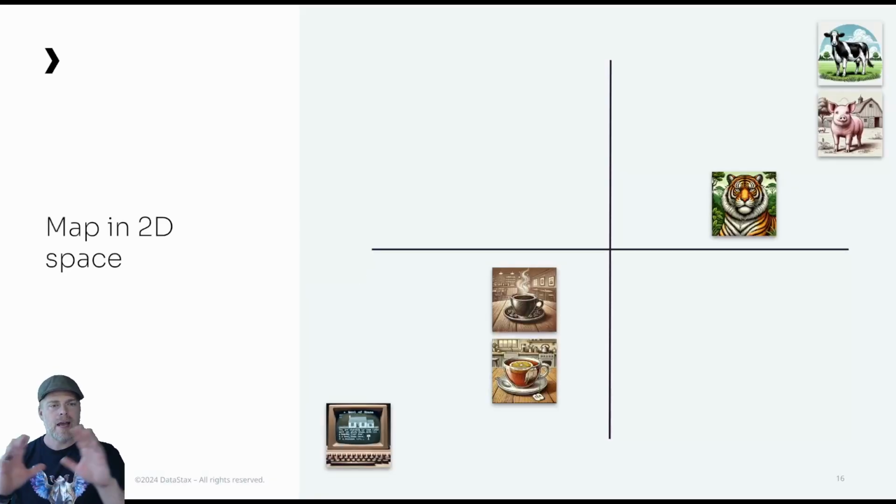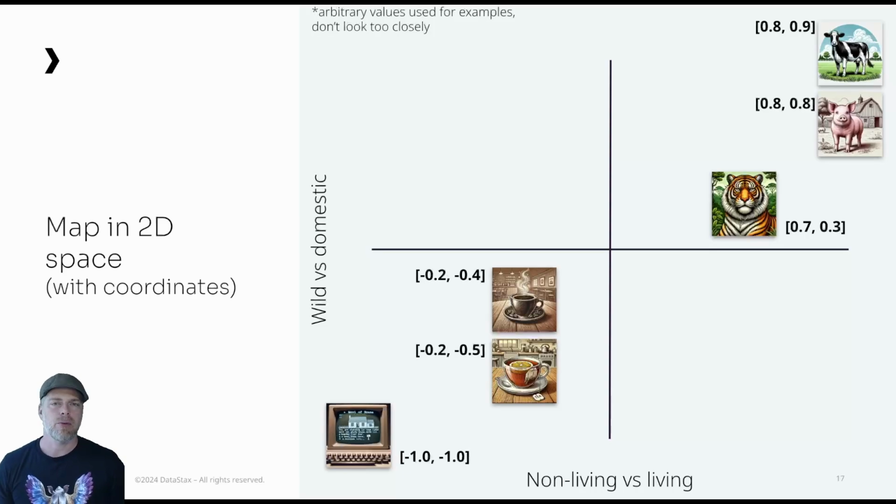Okay, so let's take that same example we had a moment ago. Now what I'm going to do is put this on this 2D coordinate grid, right? And then we're going to add some properties. Let's break down what's going on here for a moment. Notice my y-axis, the vertical axis, you see wild versus domestic. And then on the bottom horizontal axis, the x-axis, we see non-living versus living. Now to be clear, these are just some arbitrary properties that I decided to use in this example, right? It could be all sorts of things.